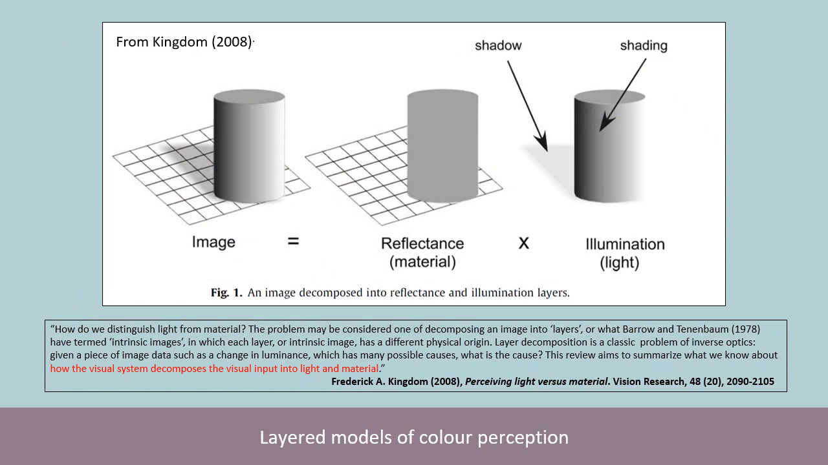These perceptions that seem so direct to us in fact depend on some remarkable unconscious processing. In the words of Frederick Kingdom, our visual system decomposes the visual input into light and material. That is, without requiring any conscious mental activity, it arrives at paired estimates of the spectral reflectance of objects and of the intensity and spectral composition of the light falling on those objects that together are most likely to account for the light reaching our eyes. And it does this so automatically that it doesn't even occur to us how extraordinary this perception really is.